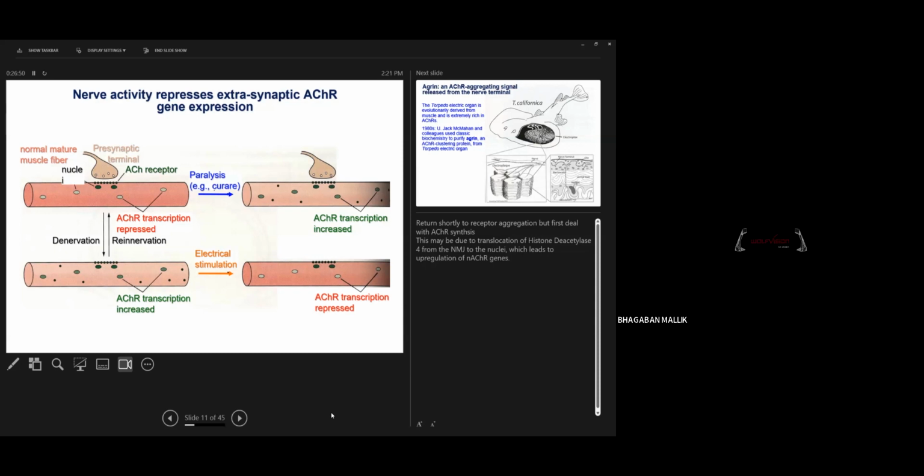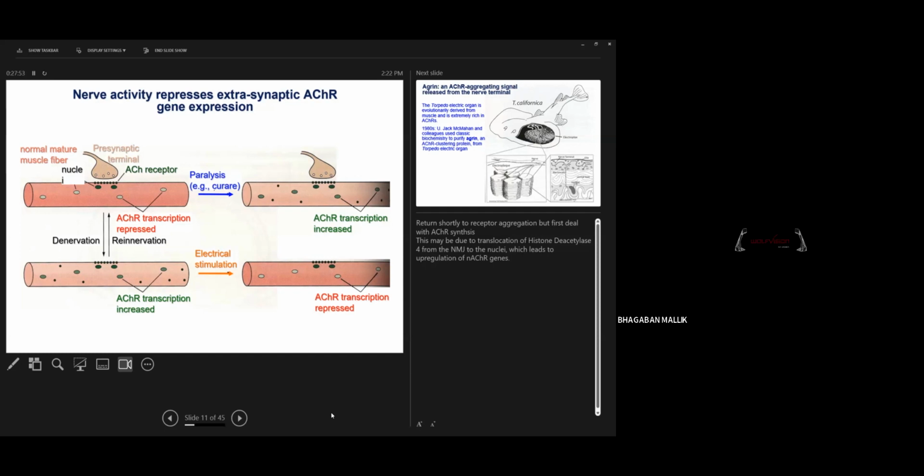When you stimulate this nerve which is denervated, so this is denervated and this becomes active, when you stimulate this preparation, you can see that they become repressed. So that's why nerve activity actually represses the transcription of acetylcholine receptor. That's what I want to say. Okay, so here you can see that when it is denervated, when you have loss of the nerve connections, those nuclei which are present on this side, not on this side, become active. They actively transcribe acetylcholine receptor. Now, when you stimulate this preparation, they become repressed. That means when you increase the nerve activity, they become repressed. That's why it's called nerve activity represses extrasynaptic acetylcholine receptor.